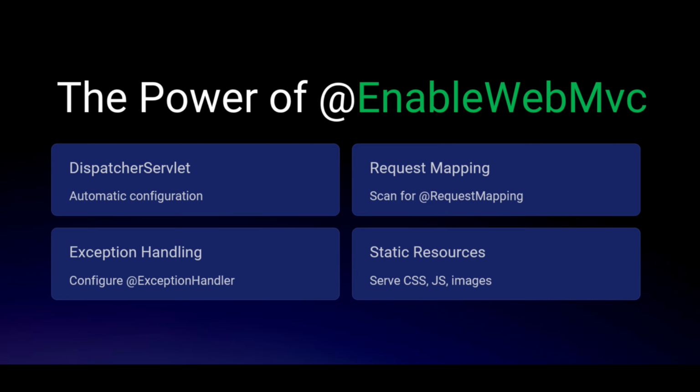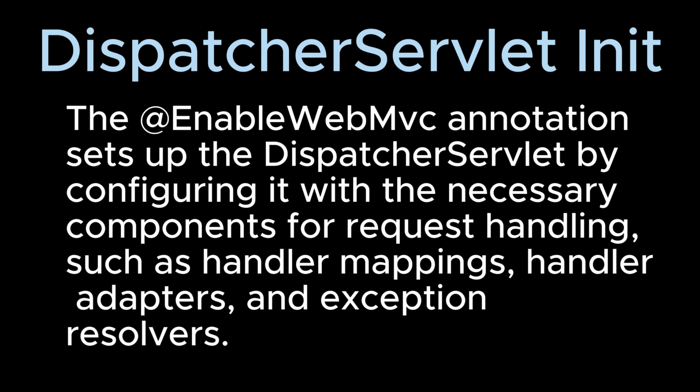The @EnableWebMvc annotation simplifies the configuration by enabling a set of default configurations and behaviors. Let us see what all it takes care of. The first one is dispatcher servlet initialization. If you remember, in web.xml we have to define a dispatcher servlet and its mapping, and also make sure that it loads on the startup of the application. That we do not need to do if we are using the @EnableWebMvc annotation. Using this annotation, it sets up the dispatcher servlet by configuring it with the necessary components for request handling automatically. Next is request mapping.